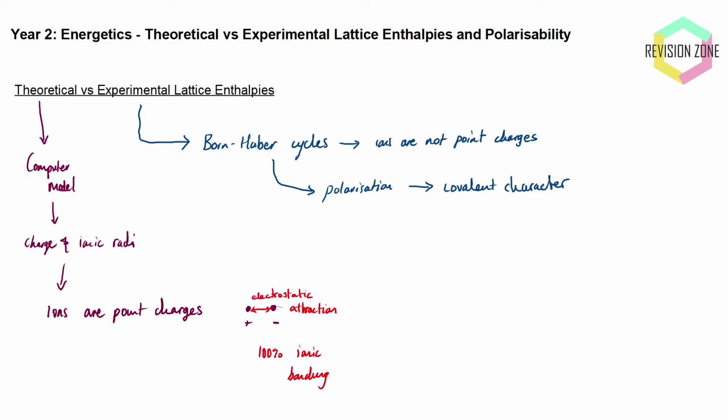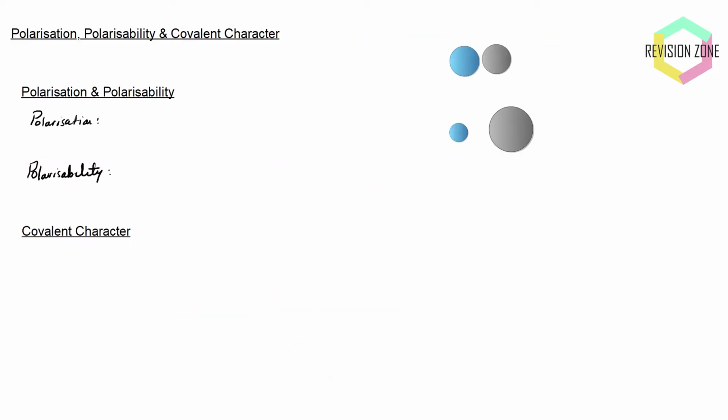So that means we can do a couple of things. We can get a better understanding of the ionic model. We can also deduce the level of covalent character that occurs between different lattices, and we can also see the effect of that covalent character on the lattice enthalpy. So let's have a look at polarization and covalent character in a bit more detail.